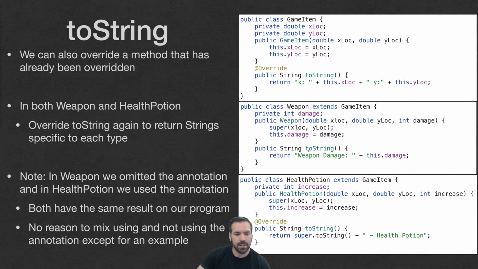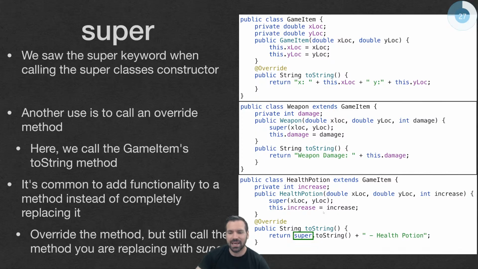With health potion, we're doing something a little bit different. One new thing here is that it's very common that when you're overriding methods, you don't want to 100% completely replace the definition of a method. Very often what we want to do is expand the functionality of a method. So we want to get all of the inherited behavior, but also add more behavior to it. To do that, we can use the super keyword and call the method that we're overriding explicitly. We can say, hey, from the super class, let's jump up to game item and call toString.